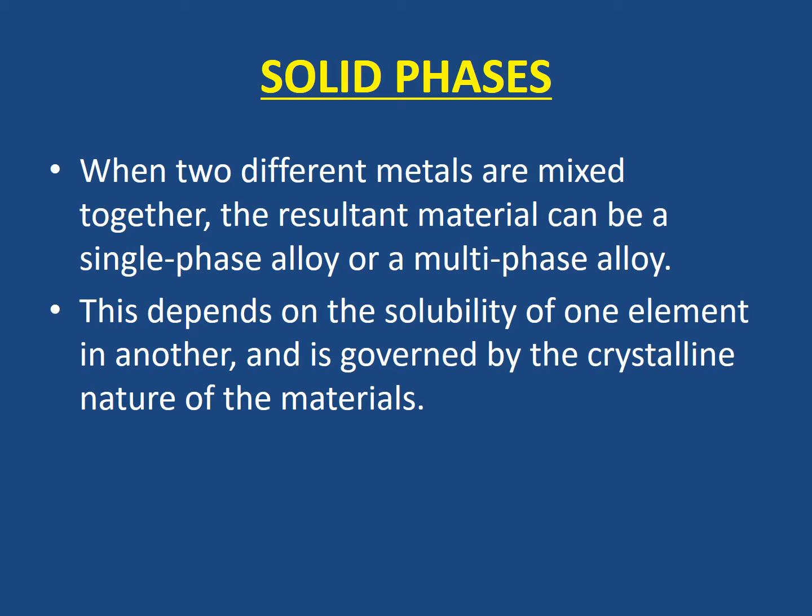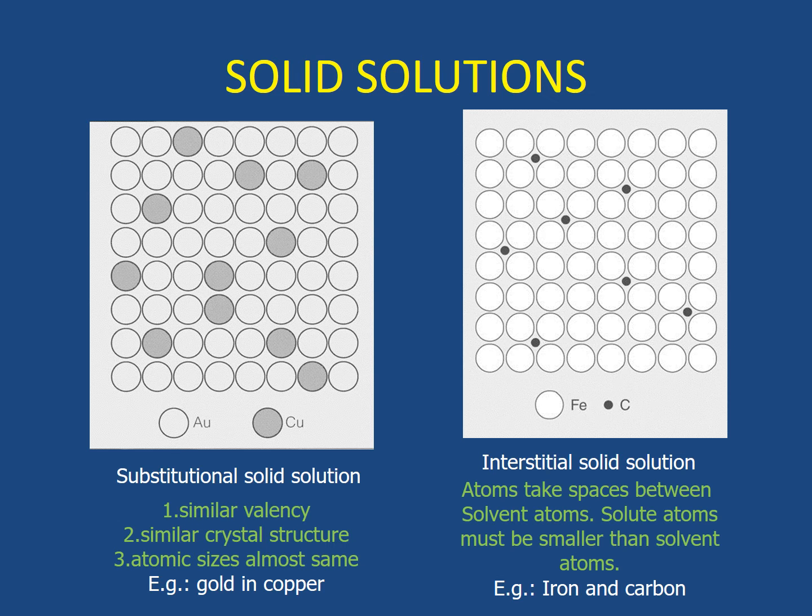When two different metals are mixed together, the resultant material can be a single-phase alloy or a multi-phase alloy. This depends on the solubility of one element in another, and on the crystalline nature of the materials. The three solid phases are pure metal, solid solution, and intermetallic compound.